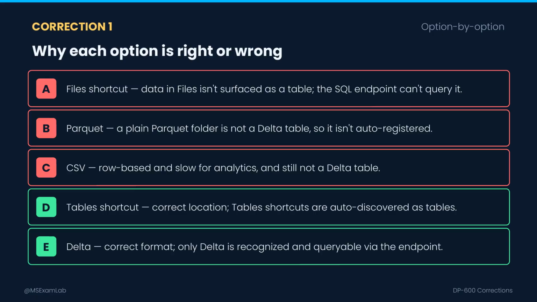And option E, delta, correct. It's the only format the endpoint recognizes and can query. So the answer is D and E.